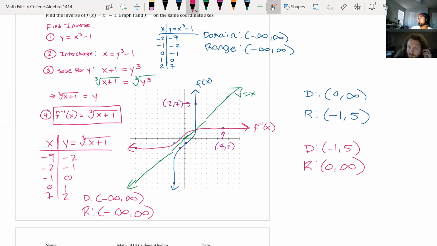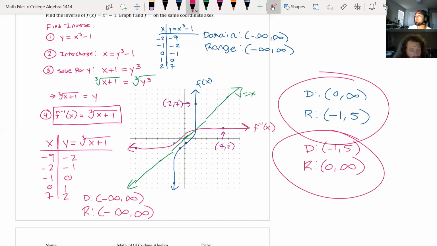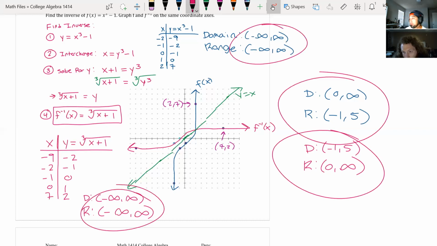So whatever your domain and range are for the original, you would flip them, switch them, swap them for the inverse. And the same could be said for the inverse. Let's say you had the inverse's domain and range. Then you would swap those to get the original function's domain and range. This example was just too easy because their domain and ranges are exactly the same, all real numbers.